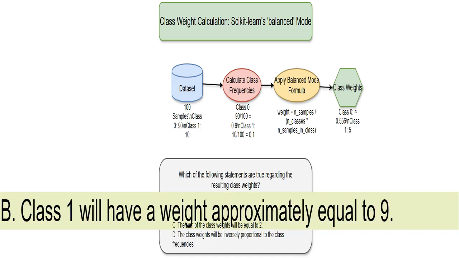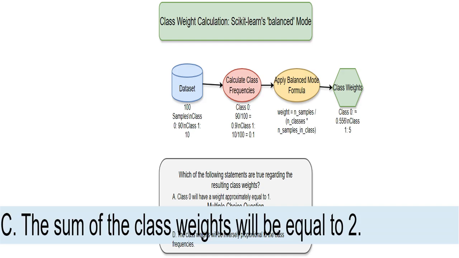This probes your understanding of the weight assigned to the minority class, class 1. You are asked whether the calculated weight is near 9. This allows us to check if you understand that the minority class gets a much larger weight due to the balanced mode in compute_class_weight. This option is a common misconception about class weights. The question aims to test if you know that the sum of the weights isn't necessarily 2. The balanced mode focuses on making the weights inversely proportional to the class frequencies.